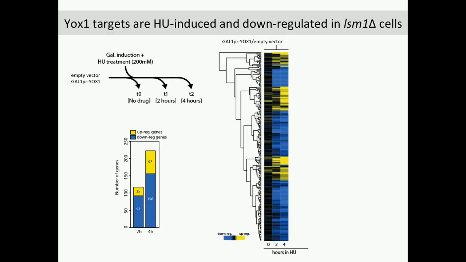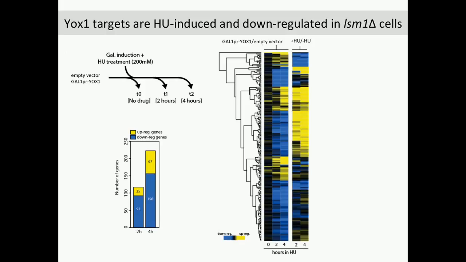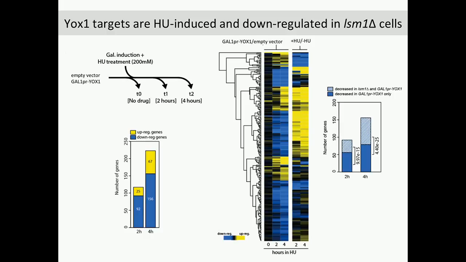And so we wanted to see whether these genes were also induced by HU treatment. So can you go to the next? And this is the case, as you can see that a good proportion of the genes are in yellow in the HU heat map. So that means that these genes are induced by HU and they are downregulated by YOX1.